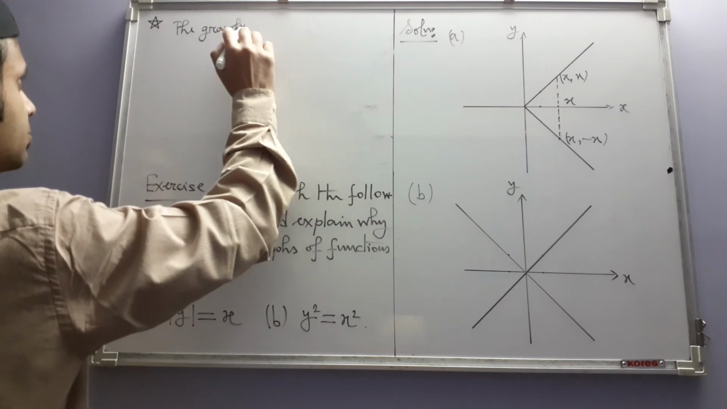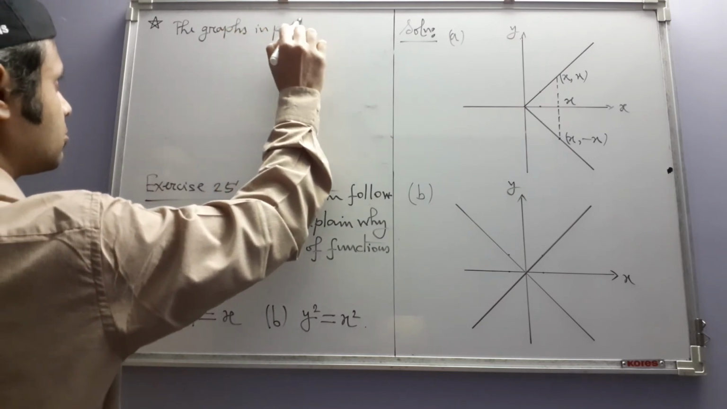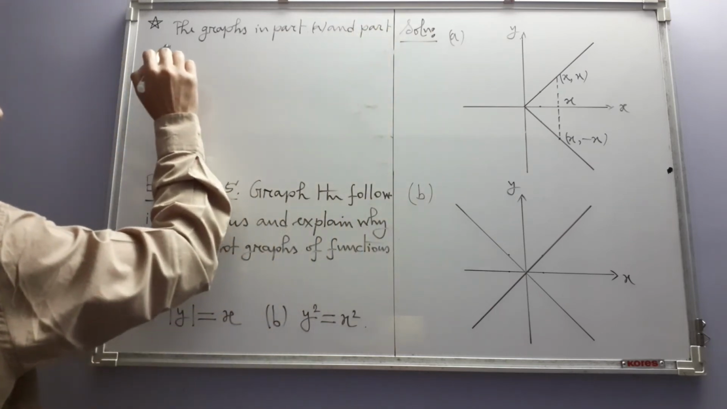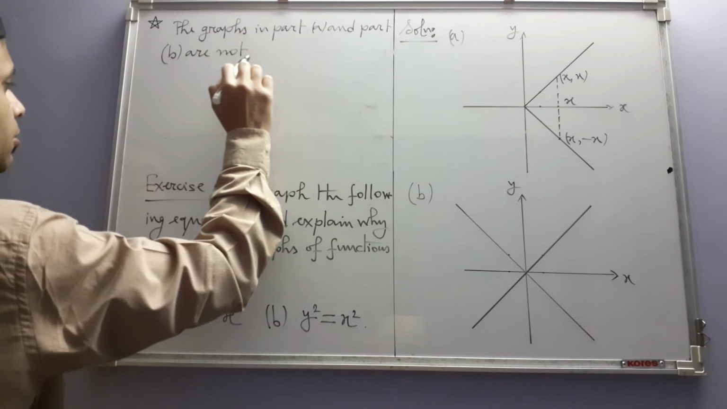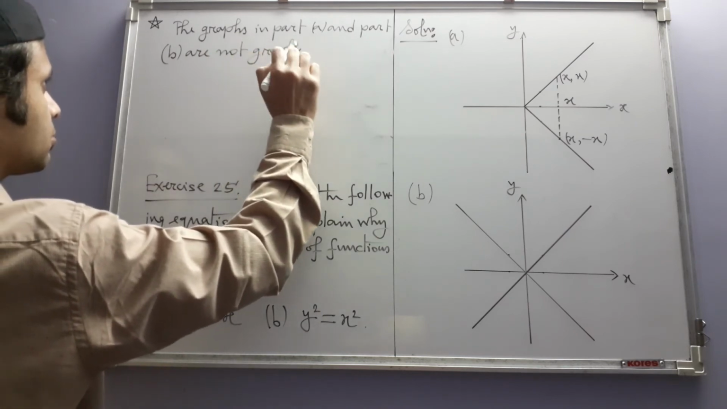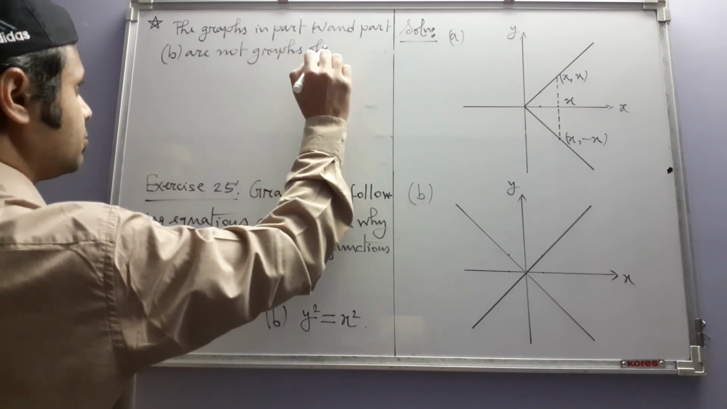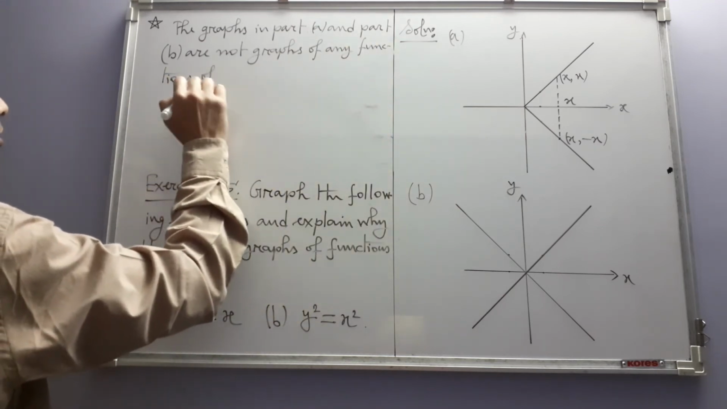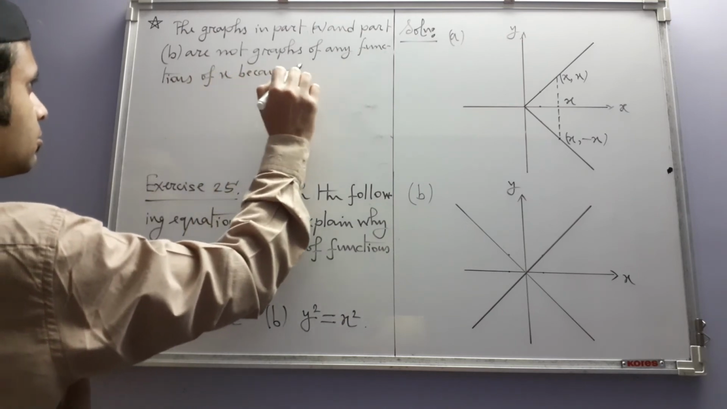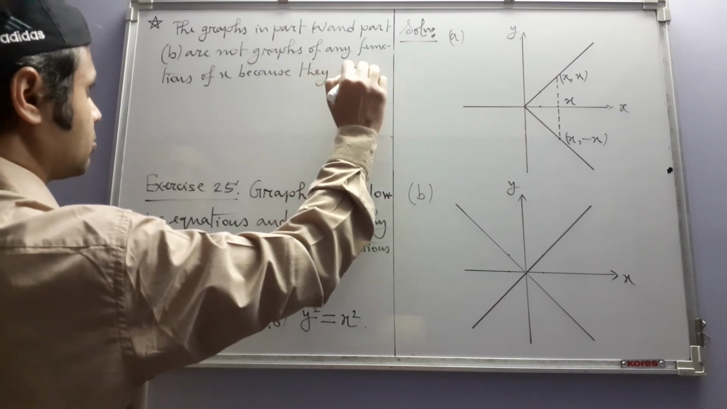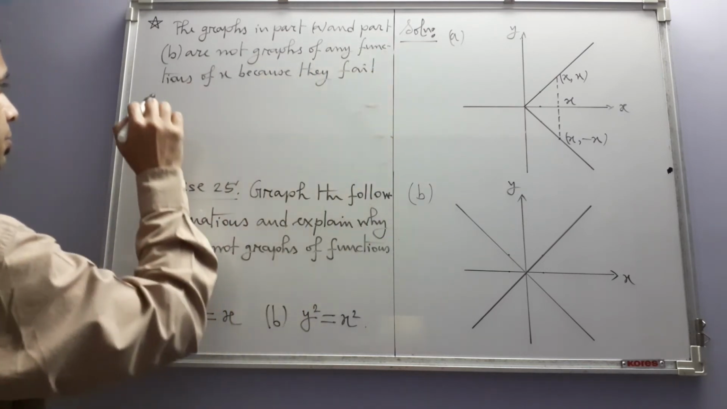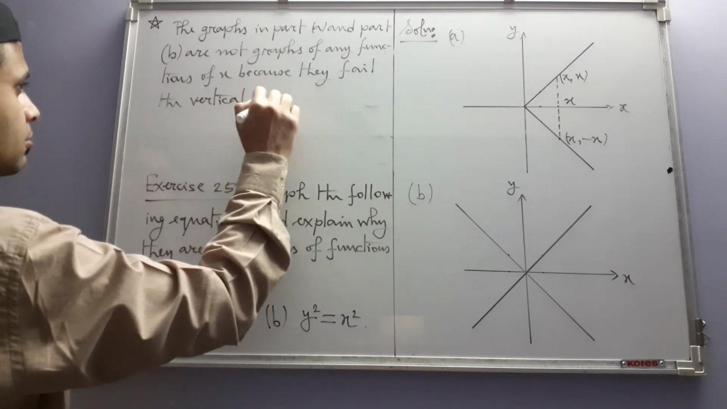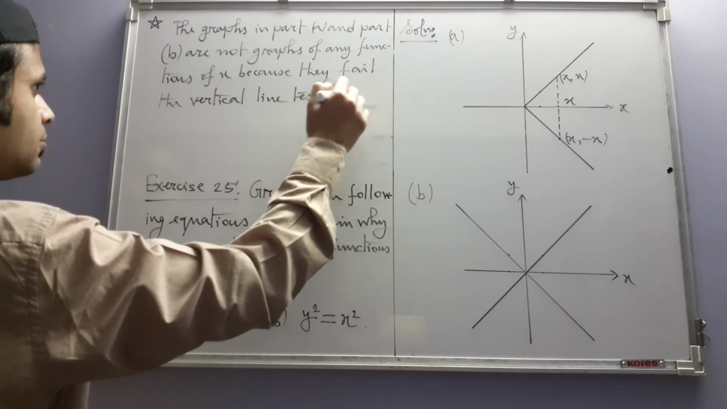The graphs in part A and part B are not graphs of any functions of x because they fail the vertical line test. That is the reason.